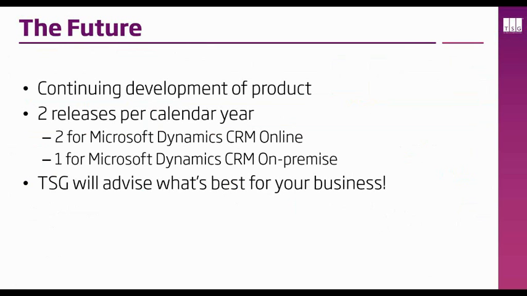Gone are the days when you'd have to wait a few years for an upgrade of your CRM system, like we saw with, say, version 3 to 4 and 4 to 2011. Microsoft are now committed to a twice yearly release cycle. And the way that they'll do that is that Microsoft Dynamics CRM Online will receive 2 updates per year, one in the spring, one in the autumn, whereas if you're an on-premise customer, it's just the autumn for you.